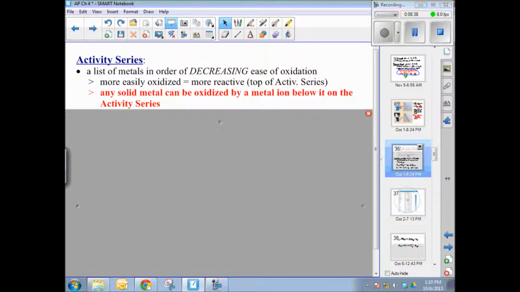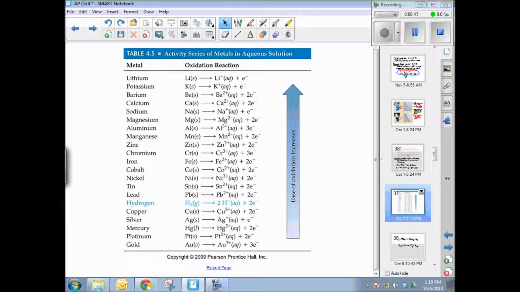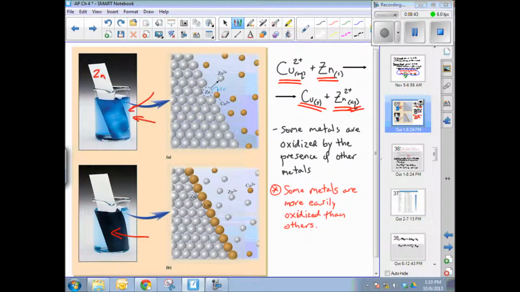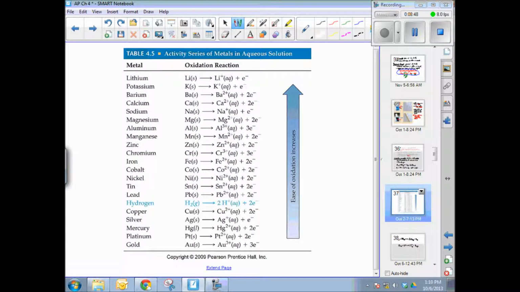So if we look at an activity series, here's one right here, and we think about the reaction we just saw, copper 2 ion in solution and zinc metal. Look at the locations of those two metals. Here's zinc right here, which is more easily oxidized than copper, which is down here on the activity series. So once again, any metal can be oxidized by any ion of a metal below it on the activity series. The more active metal is higher up, is more reactive. The least reactive metals are toward the bottom of the activity series.